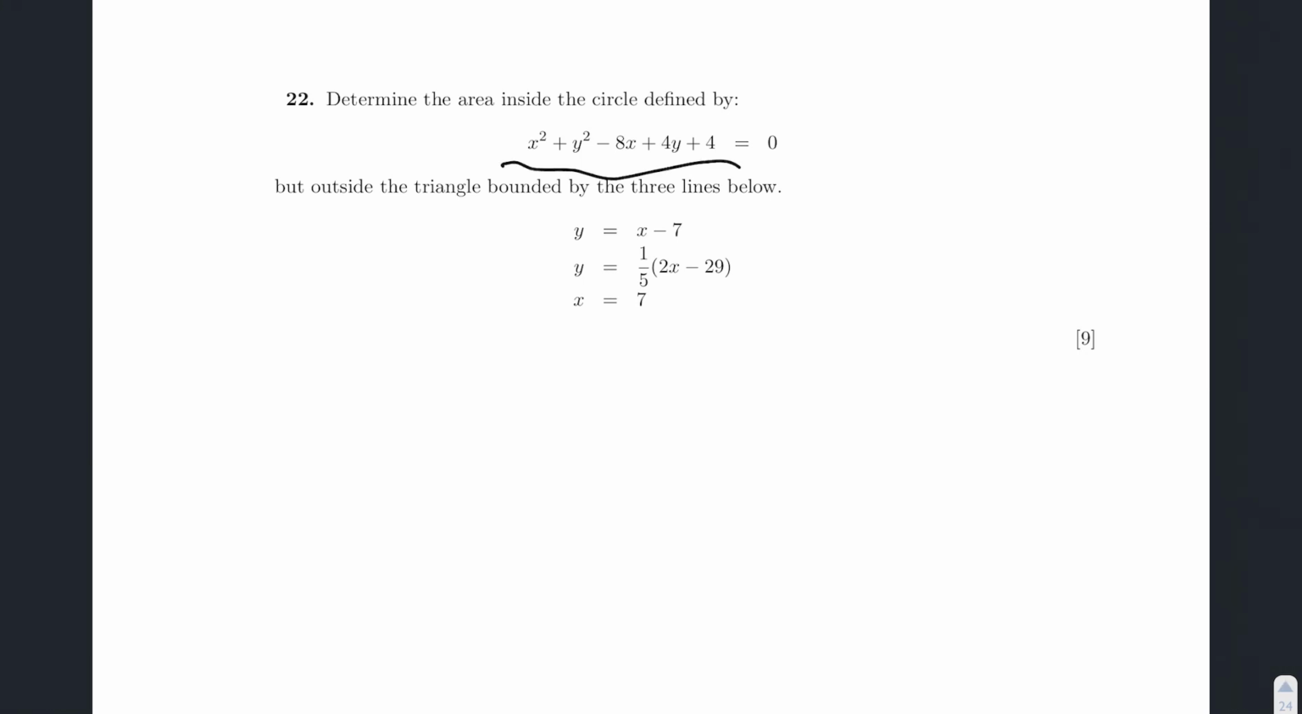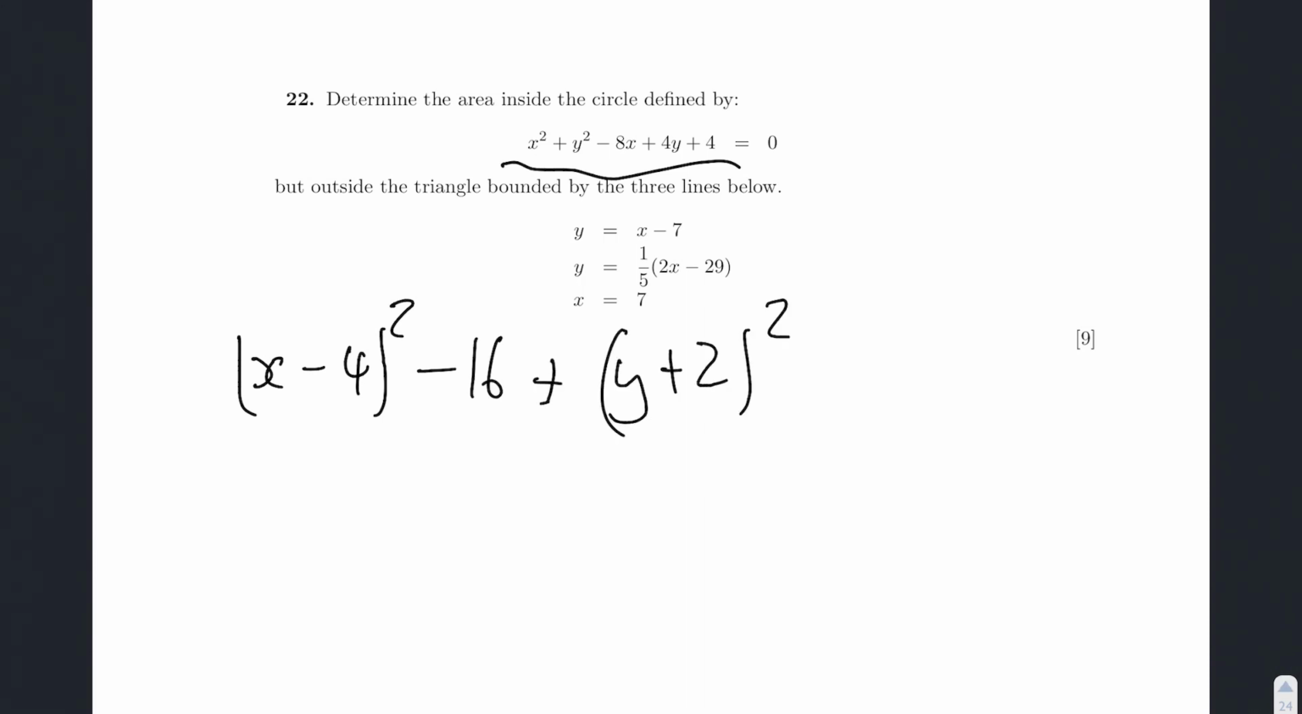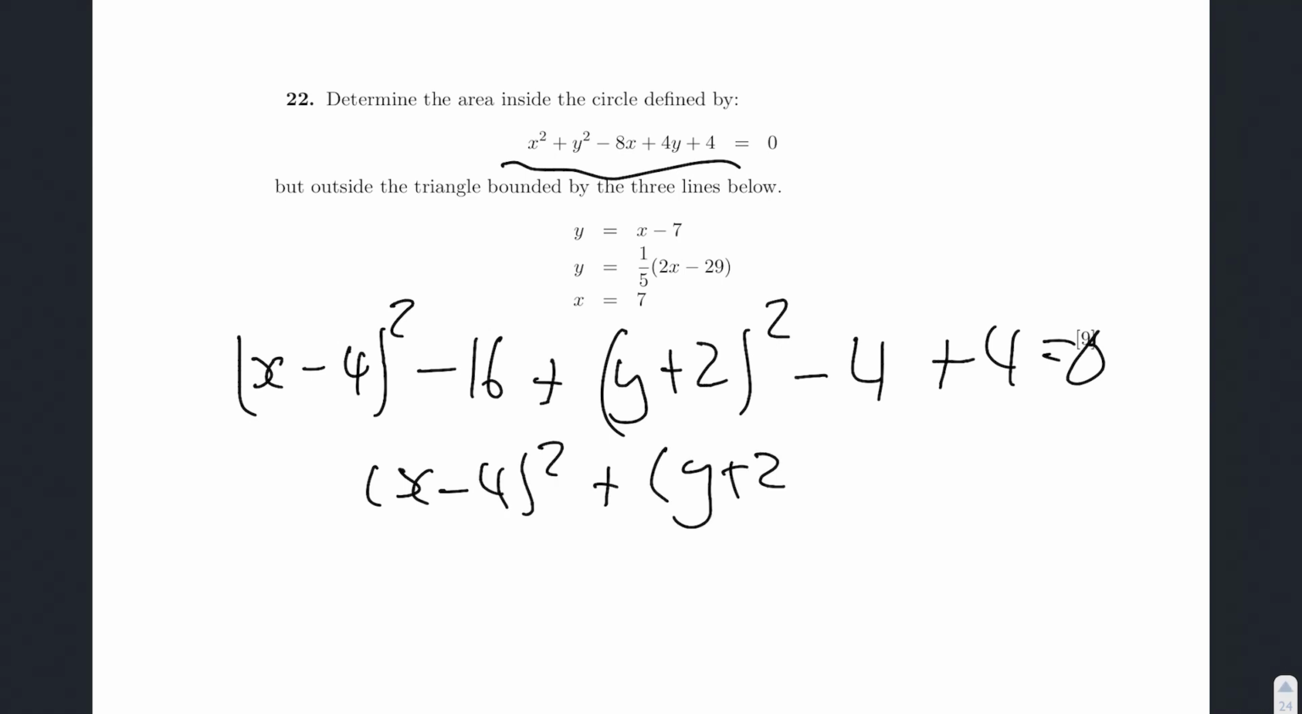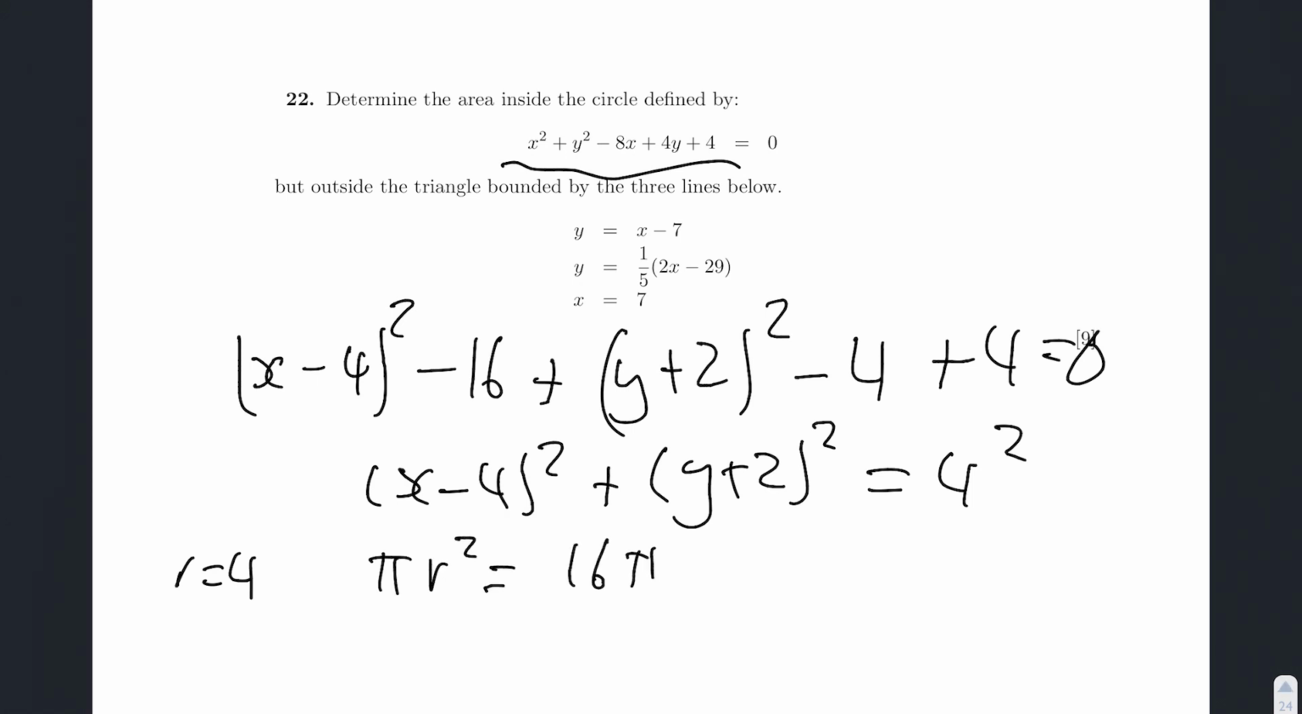So first I'm going to put this equation in the form where we can find r squared, so we can find the area of the circle. So we have (x minus 4) squared minus 16 plus (y plus 2) squared minus 4 plus 4 equals 0. So we have (x minus 4) squared plus (y plus 2) squared equals 4 squared. So we know that r equals 4. So we know that the area of the circle is pi r squared, which equals 16 pi.